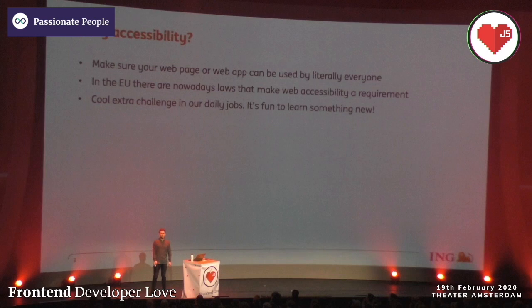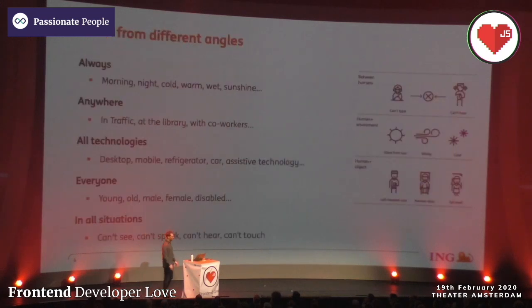So accessibility is really about taking a look from different angles, different perspectives on our application. So one example might be that you always want to use your application, like in the morning, at night, when it's cold, when it's warm, or when there's sunshine hitting your screen. I like it when there's big contrast in applications on my screen. When it's sunny outside, I can still use it. Next to that, you can use it anywhere, in traffic, with your coworkers, at the library, anywhere. Also for all technologies, like desktop and mobile, but maybe even on your refrigerator, who knows?